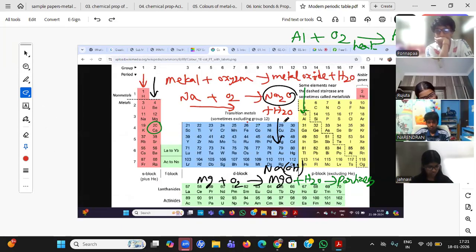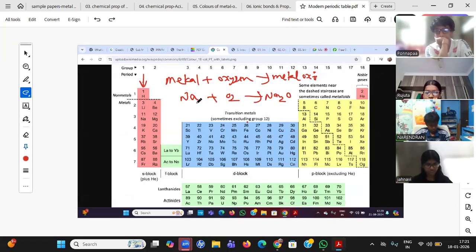Let me erase all these things. Now, what will I do? I'll directly react metal with water. Last week, I reacted metal with oxygen, and whatever compound was formed, I then reacted with water.